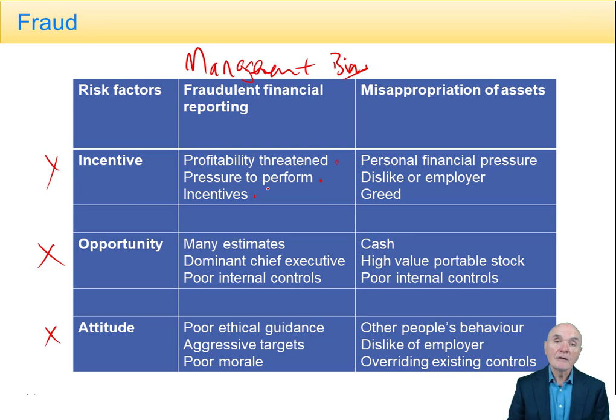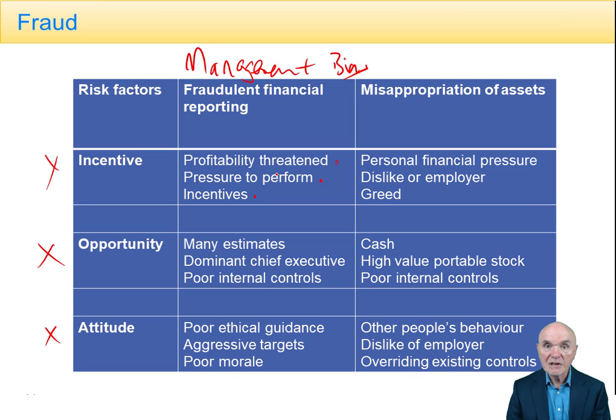Opportunity. If there are many estimates, what's the profit on this construction contract? Will this inventory sell, and so on? Where, in particular, the auditors are maybe out of their depth slightly. And managers can put forward convincing arguments to boost profits.